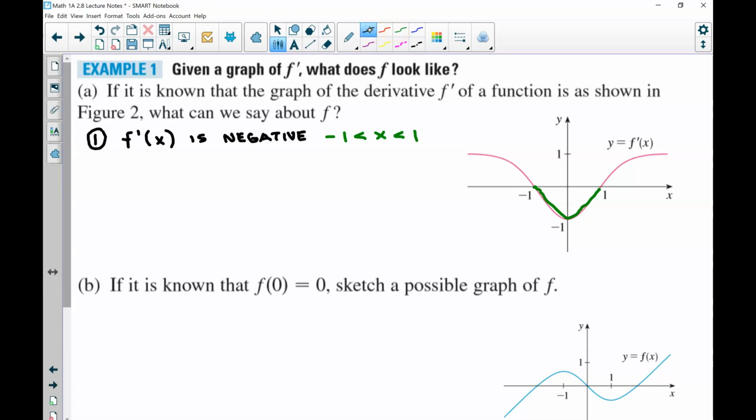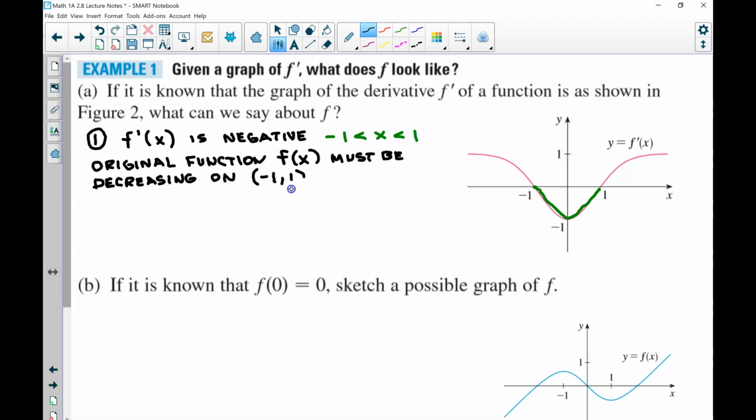Okay, so what does that tell us? Well, that would tell us that the original function, meaning f of x, so the original function f of x must be decreasing on the interval -1 and 1.